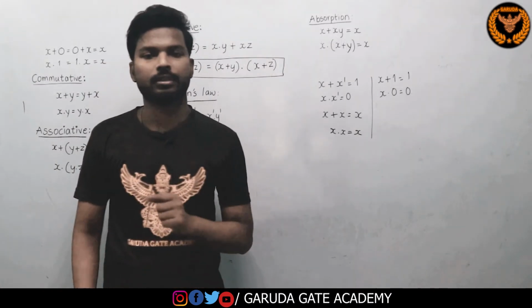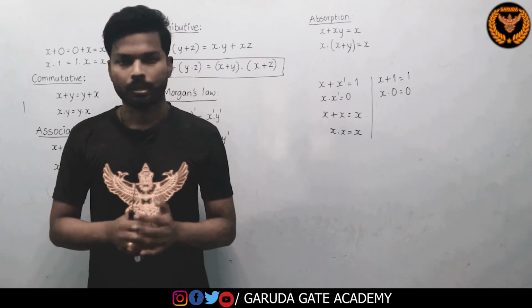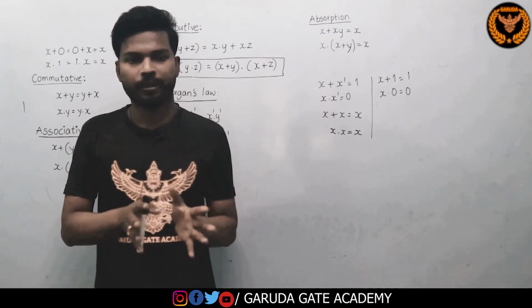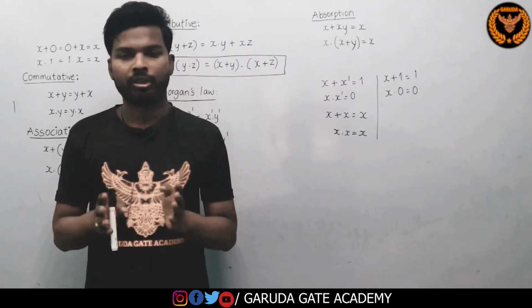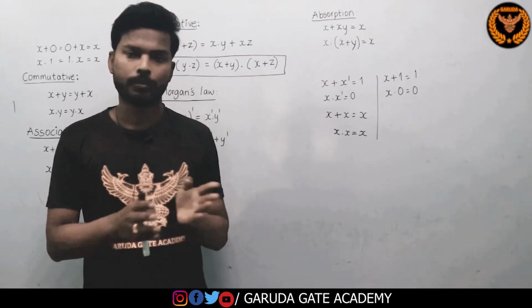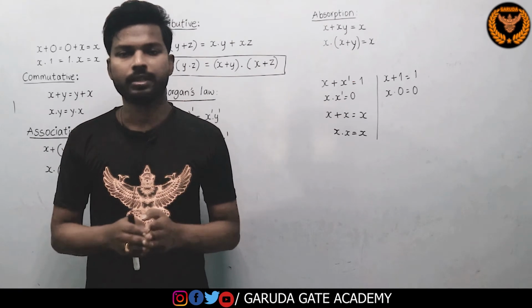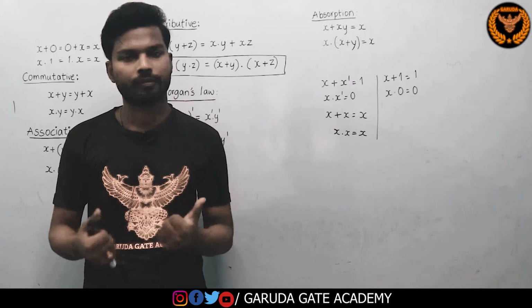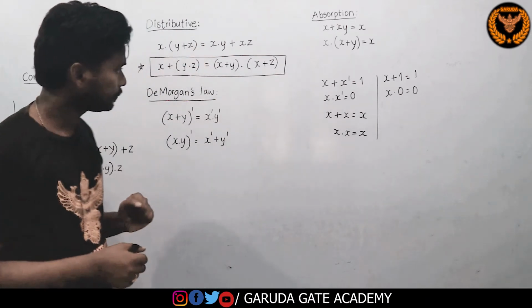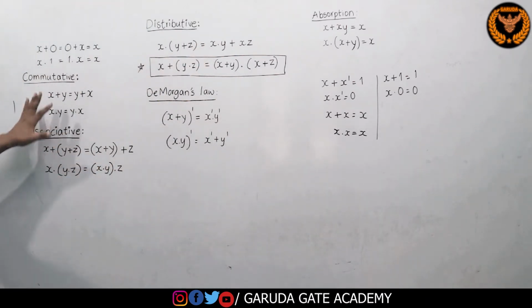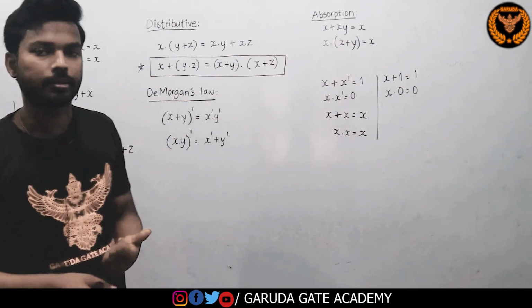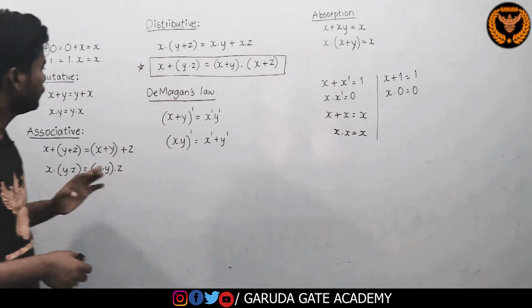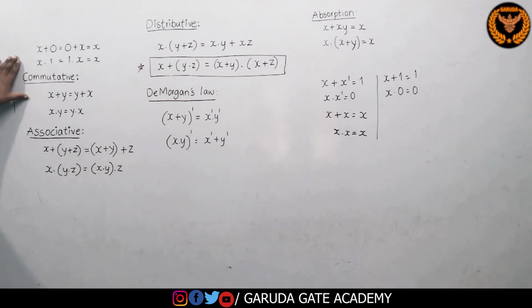Now let us discuss Boolean algebra. General algebra, we have seen in 10th standard, plus 1, plus 2, and so on. But Boolean algebra is somewhat different from ordinary algebra. Boolean algebra deals with 0 or 1, true or false. One more thing, Boolean algebra is also called switching algebra. So these are the properties that we have in switching algebra or Boolean algebra.